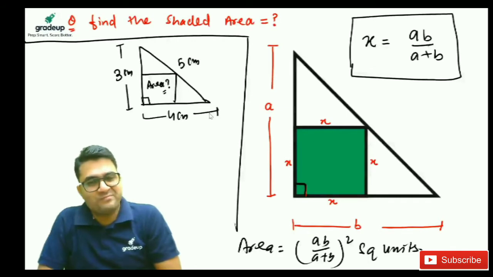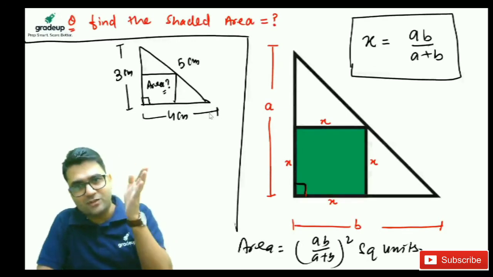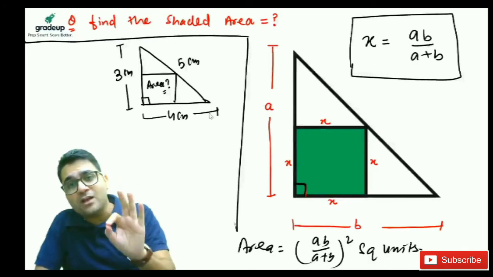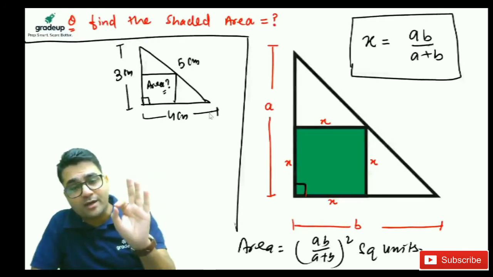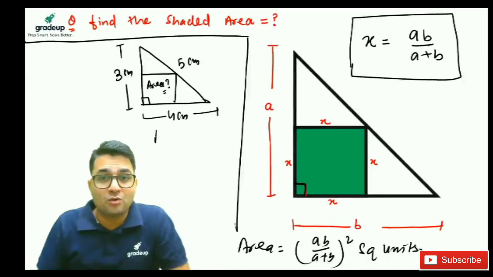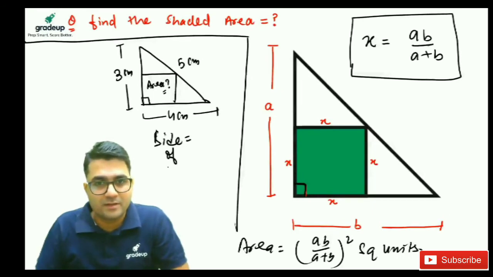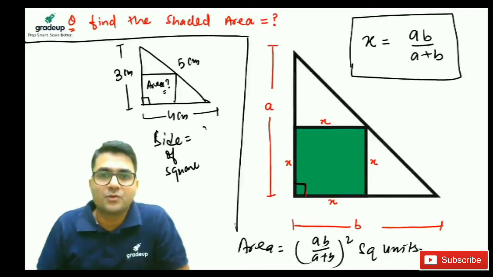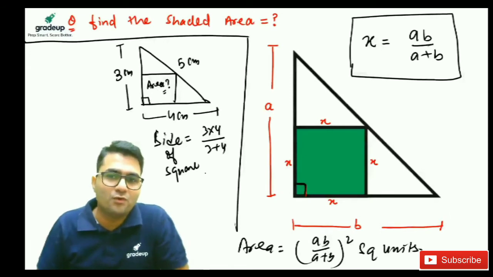If you have a right angle triangle with sides 3, 4, 5, you need to find out the area of the maximum size square inscribed in it. Great. So first of all, we need to find out the side of the square, and this is nothing but 3 into 4 divided by 3 plus 4. This is 12 by 7.